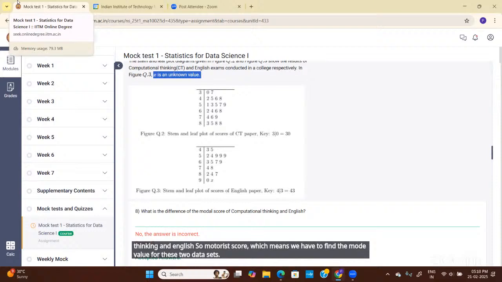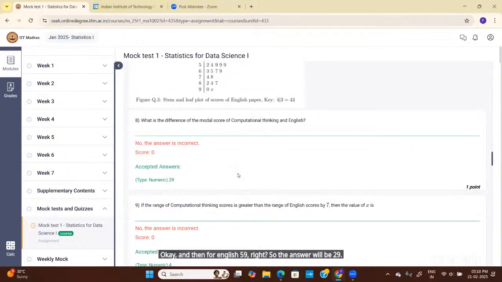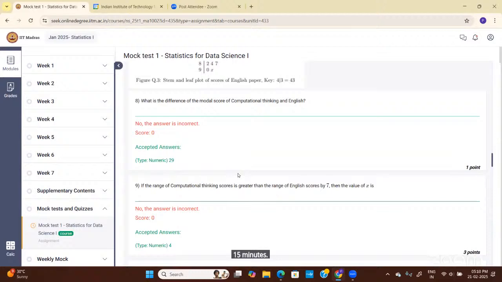So what is the mode here? For computational thinking, I think 88. Okay, 88. And then for English, 59. So the answer will be 29. Ma'am, how did you calculate that?